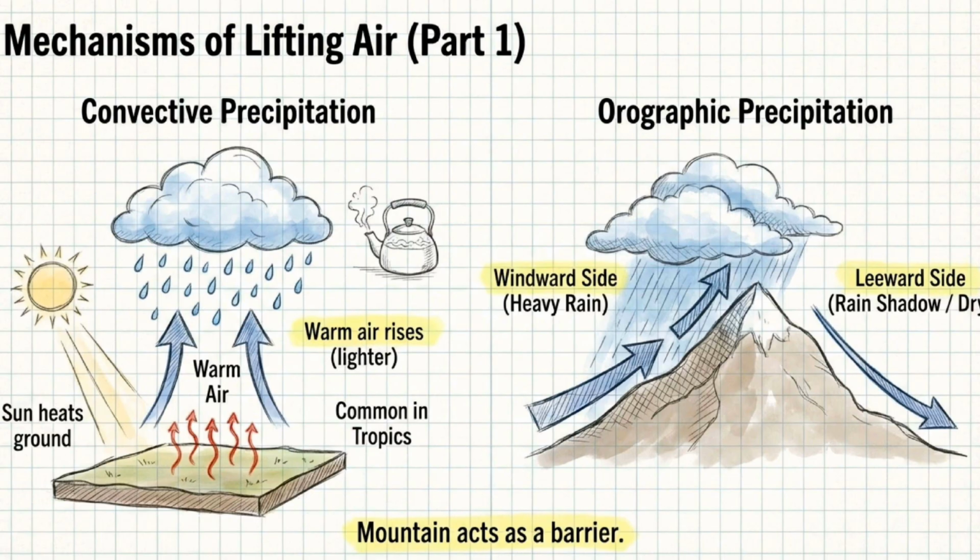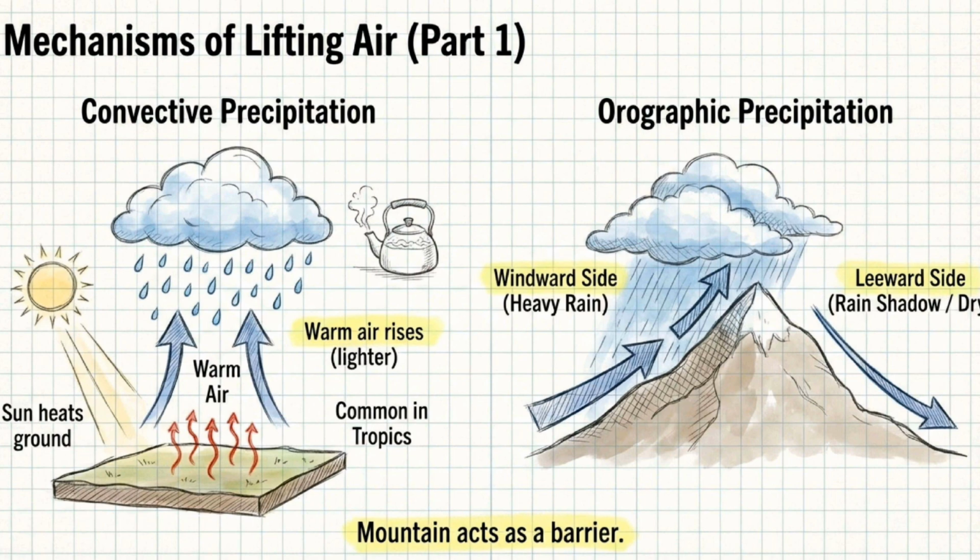Now here is the important part. Cool air cannot hold as much water vapor as warm air. So the water vapor starts turning into tiny water droplets. This process is called condensation. When millions of droplets gather together, clouds form.